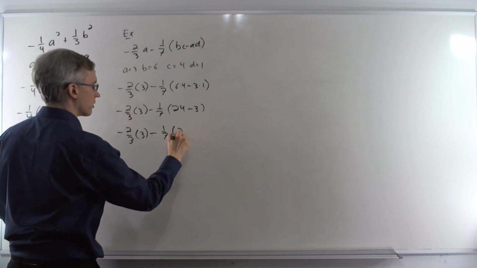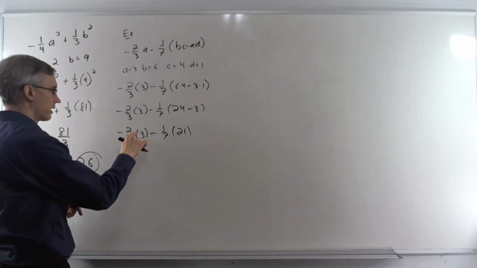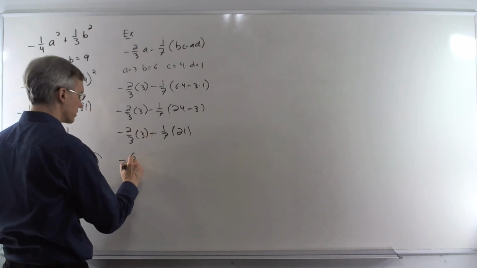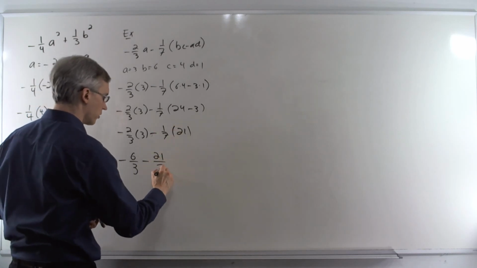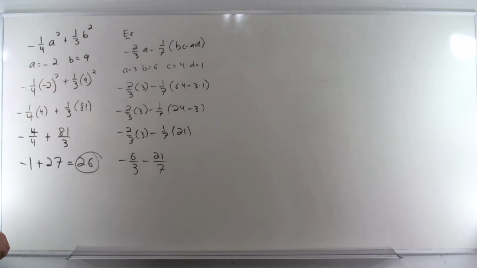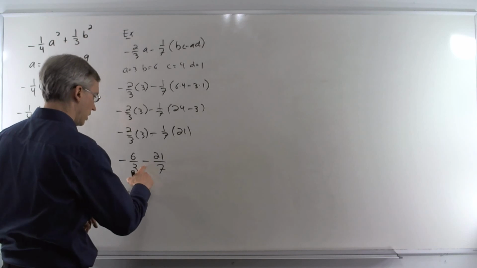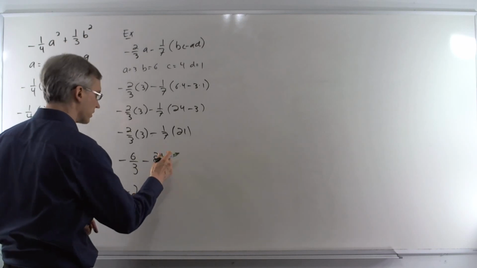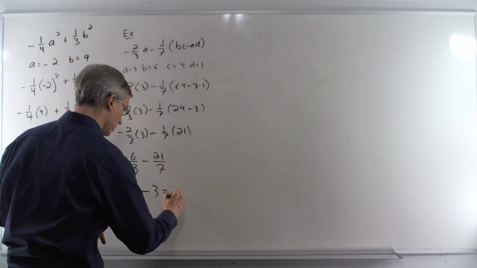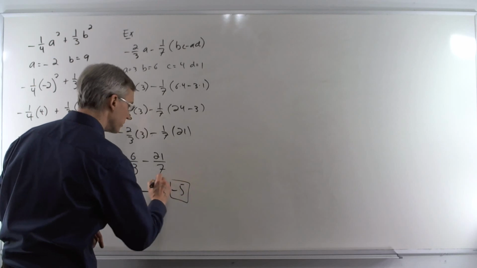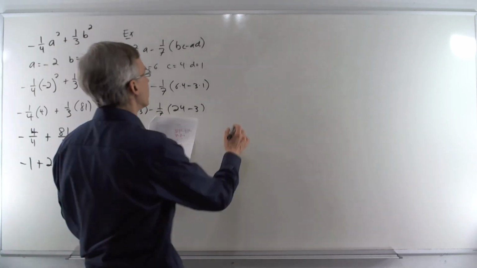Evaluating this, you get 21. And now it looks just like the other ones. So we'll go ahead and multiply by the numerator, so that is negative 6 over 3 minus 21 times 1 on top over 7. Negative 6 over 3, that's negative 2. And subtracting 21 over 7, which is 3. Subtract those, and we get negative 5. Your turn, number 11.